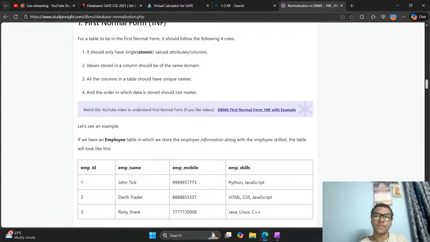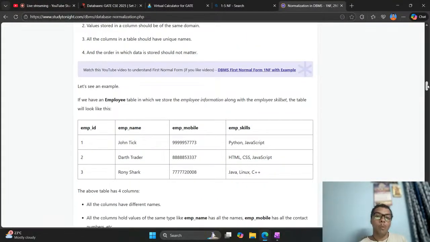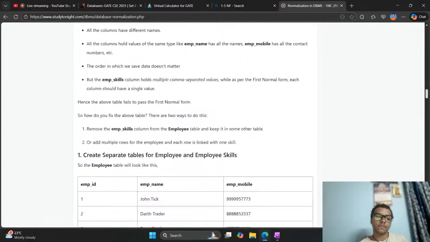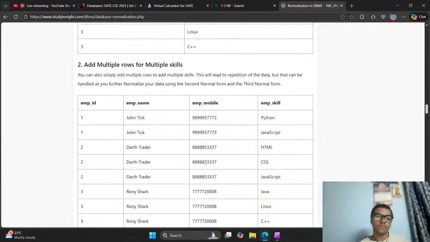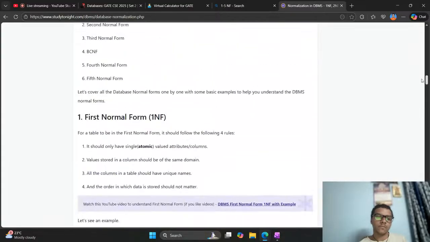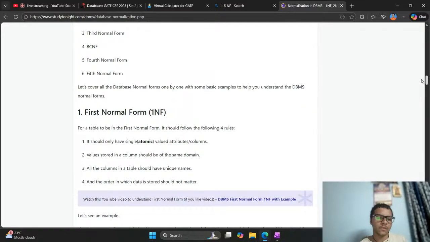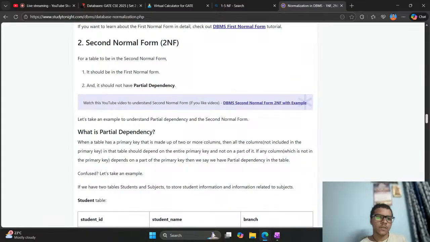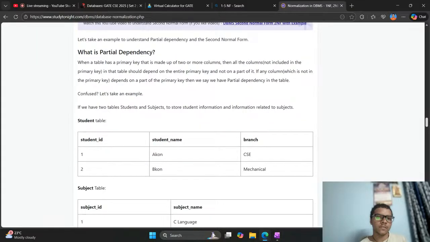Okay, he cooked something here. First normal form. Single atomic valued attributes and columns, okay. 2NF, partial dependency. When a table has a primary key, all columns not included should depend on all of it. You cannot depend on part of it.